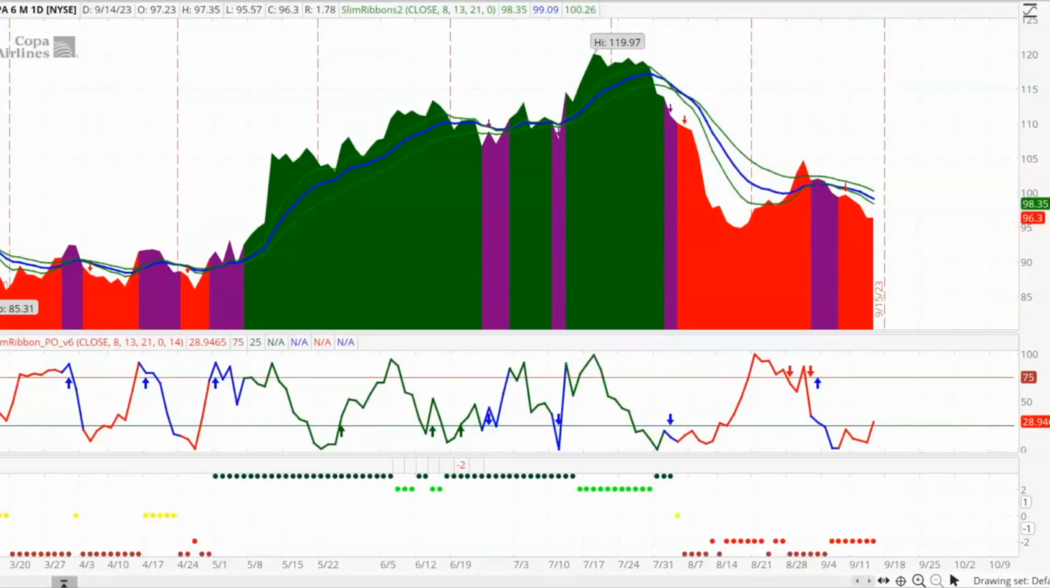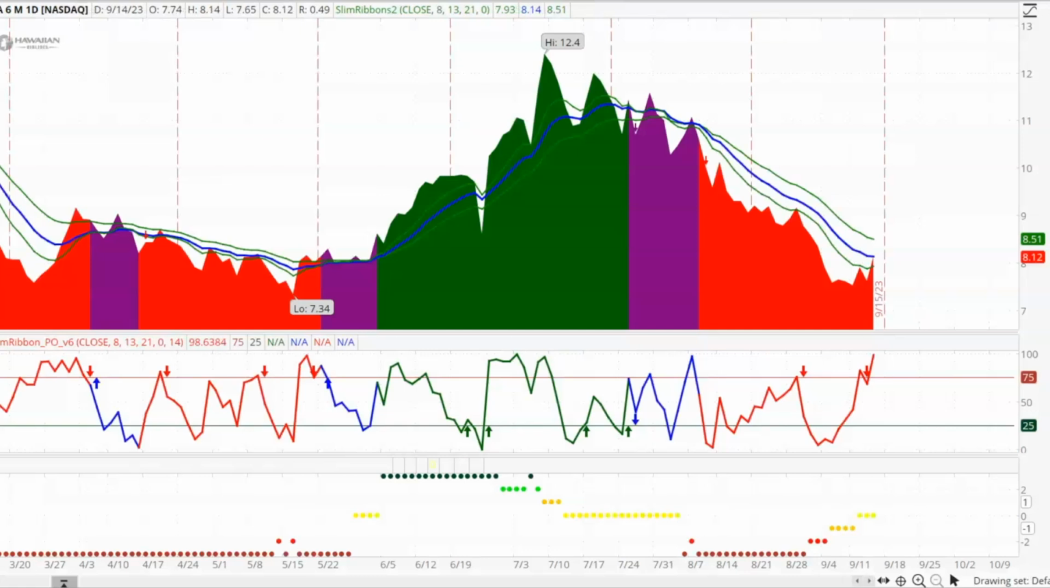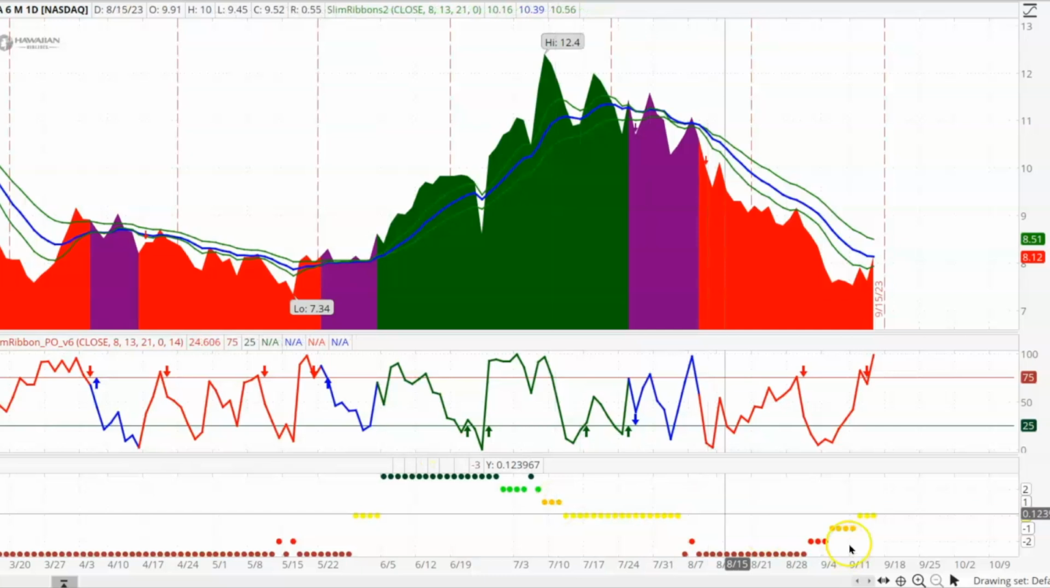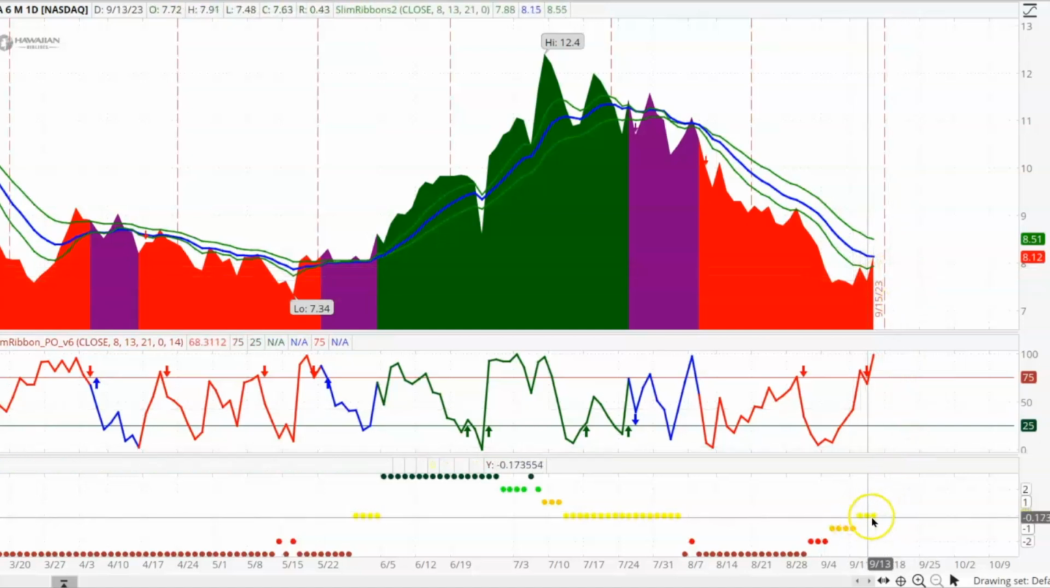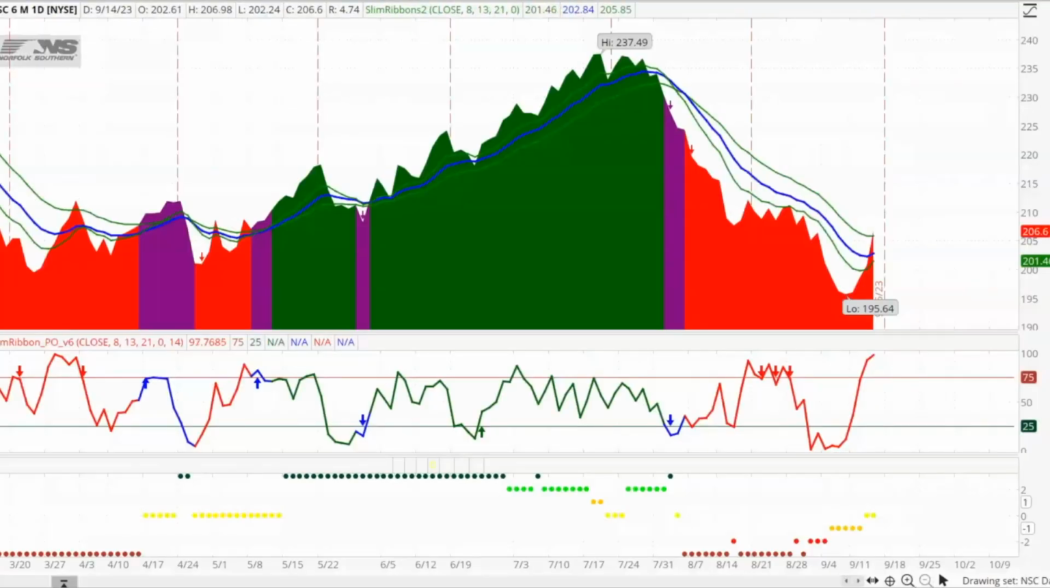Here is Copa Holdings, also in the same group, still reading negative there. Here is HA, Hawaiian Holdings. You can see it called the top right here nicely on that P3. Here the N3 calling the bottom, and the rally starting already as it is improving now to yellow, to neutral right there. And now let's take a look at a few of these stocks in the rails category.